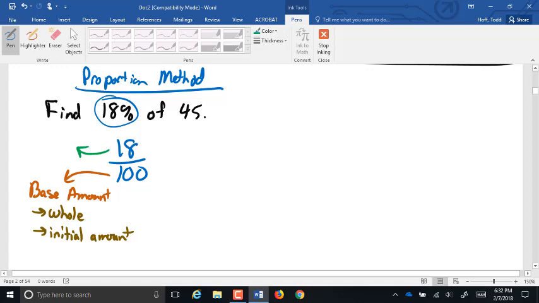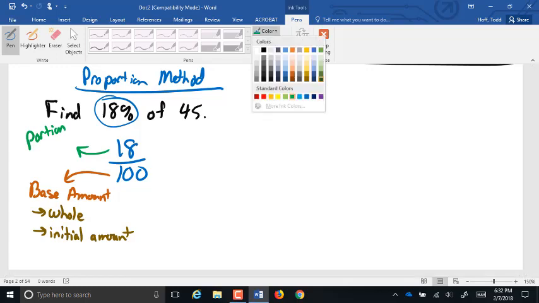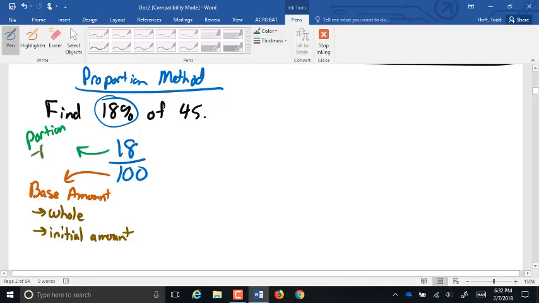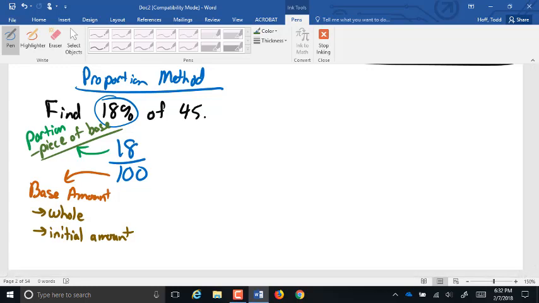The 18 is a piece or a portion. The portion is a piece of the base. So it's a smaller amount out of the base, usually smaller. Sometimes it can be over 100%. But it's a portion or a piece of that base that we're focusing in on in this problem. So in this problem, we're focusing in on 18%, 18 out of all 100.